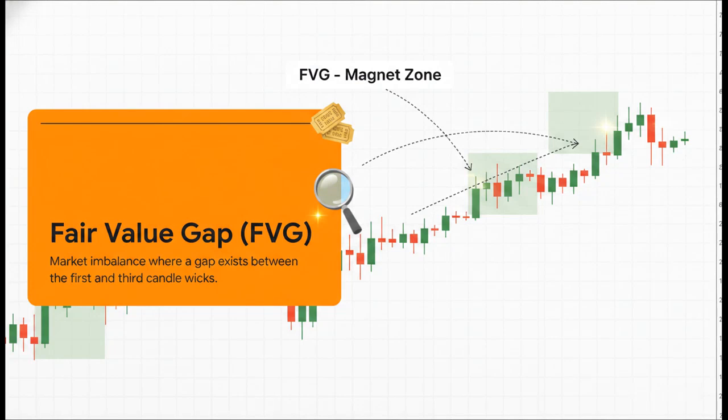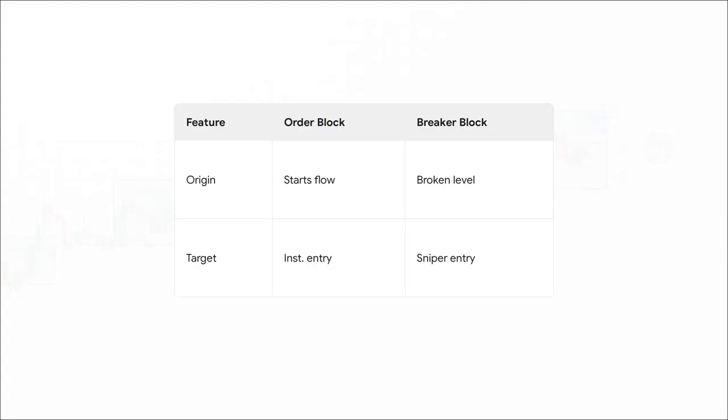I want you to visually scan your charts for this exact 3-candle formation. It reveals a massive market imbalance where the price moves so incredibly fast that a literal gap exists between the first candle's wick and the third candle's wick. This gap acts like a giant magnet for price to eventually return to, and it completely validates your entire setup. Now, alongside that fair value gap, we're looking for order blocks and breakers.